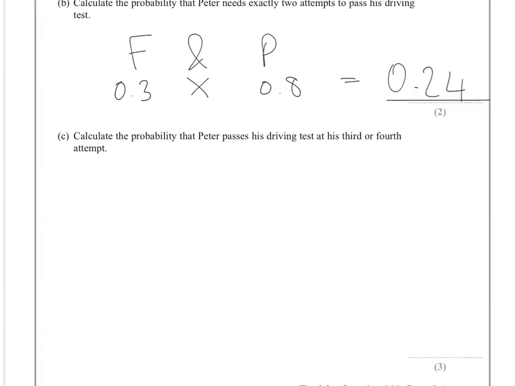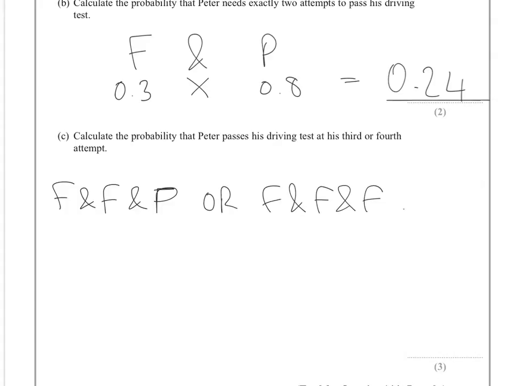Calculate the probability that Peter passes his driving test at his 3rd or 4th attempt. Well, to pass on his 3rd attempt, he will have failed, failed, and then passed. To pass on his 4th attempt, failed, failed, failed, pass. And we've already said in probability and means multiply, or means plus.